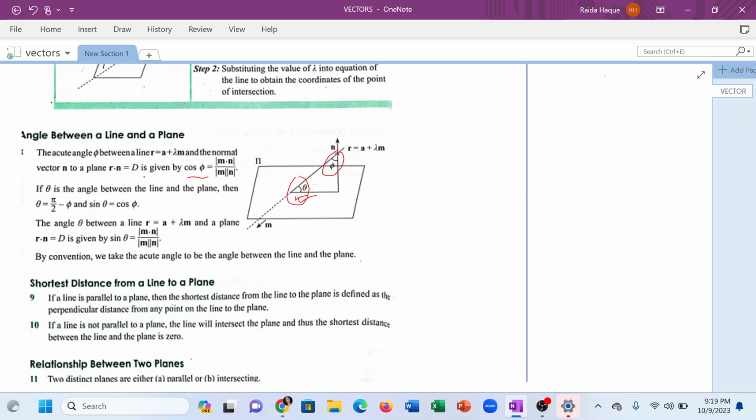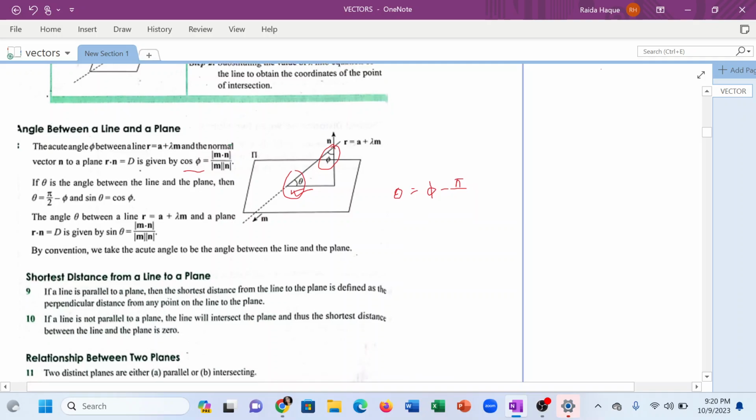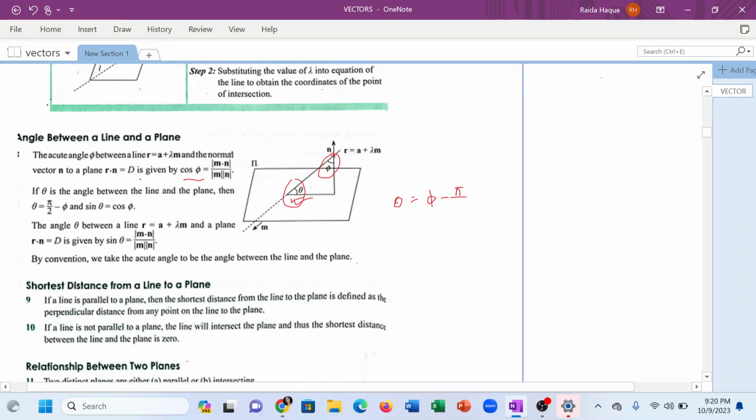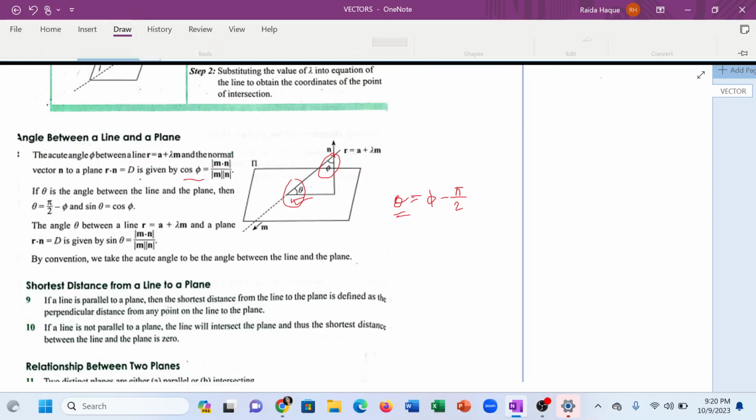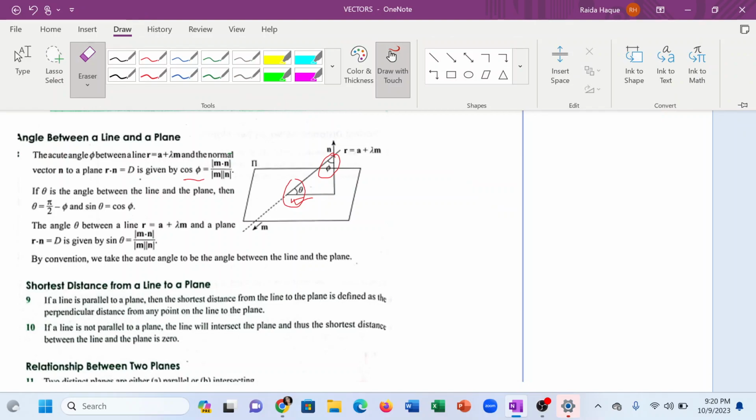If this comes to be an obtuse angle, what we do is theta is equals to phi minus pi by 2. So that is another way it can go. By convention, we take the acute angle to be the angle between the line and the plane because we are looking for an acute angle theta. However, in the question, they might sometimes ask you to find the obtuse angle of theta. So in that case, you might have to do some manipulation over there, but you get the concept, I hope.